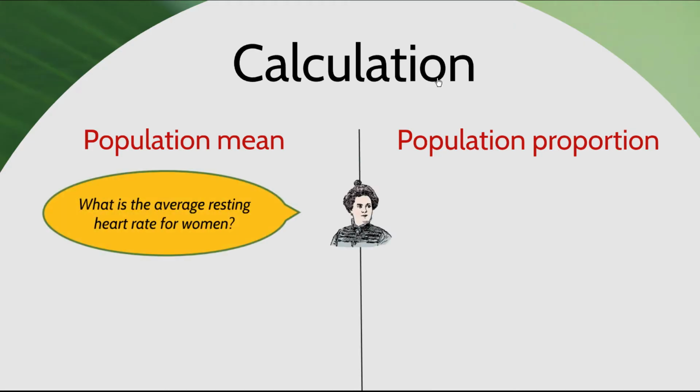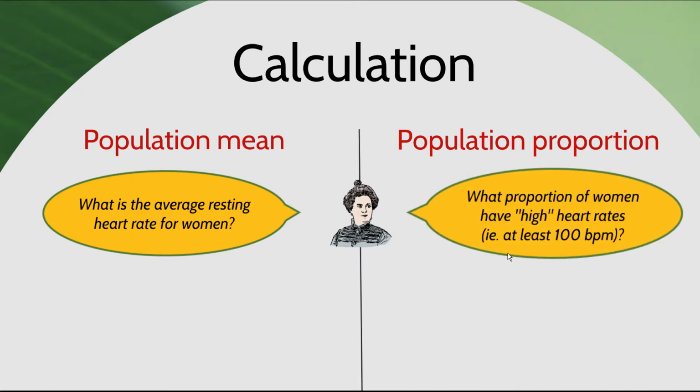And for example, we saw before a potential population mean when we were estimating the average resting heart rate for women, because that will be in beats per minute. And a population proportion might be something like this. What proportion of women have high heart rates? And let's just say a high heart rate is at least 100 BPM.